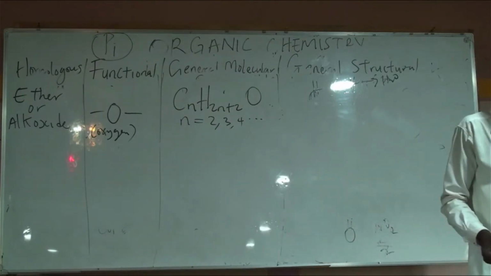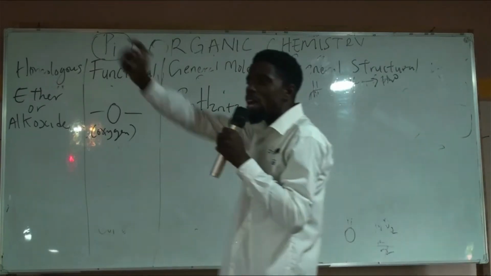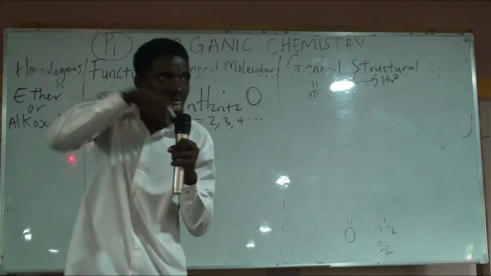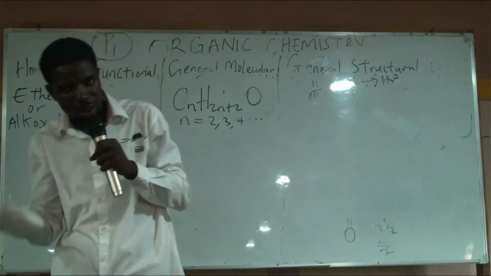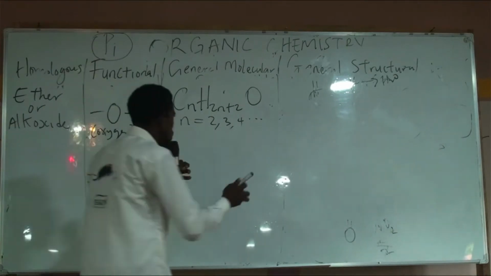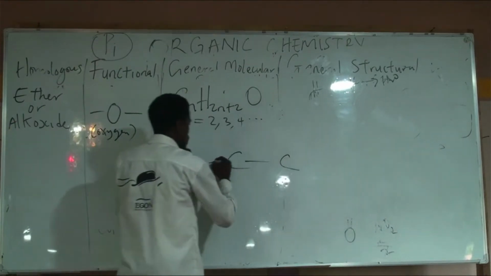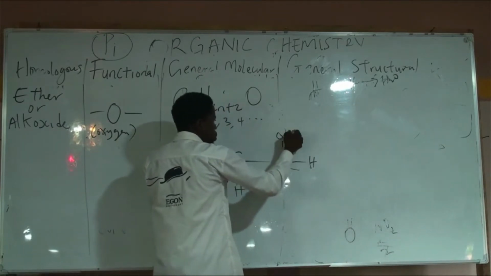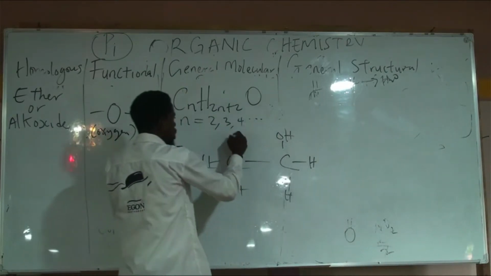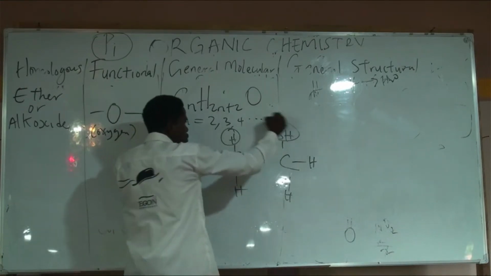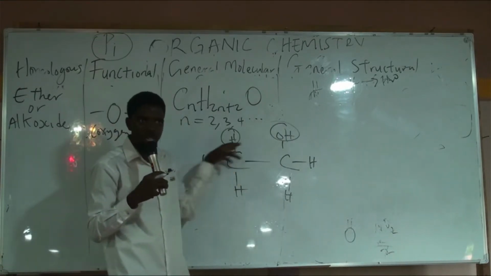When you remove a water molecule from a corresponding alkanol, what you will get is a corresponding alkene. That's all I'm trying to say. Then see how it happens. C, H, OH, H. If I remove this hydrogen here and remove this hydroxyl, these guys will be hanging.